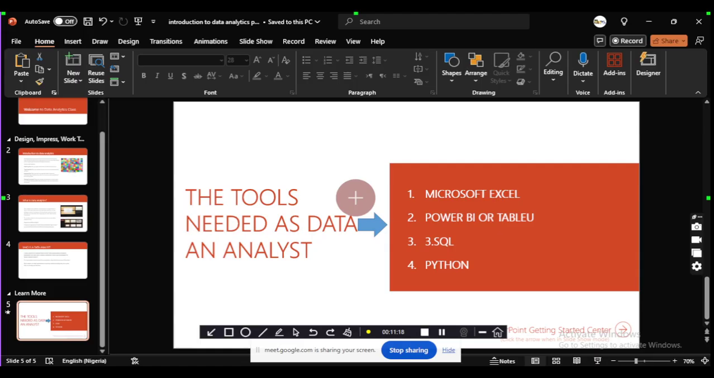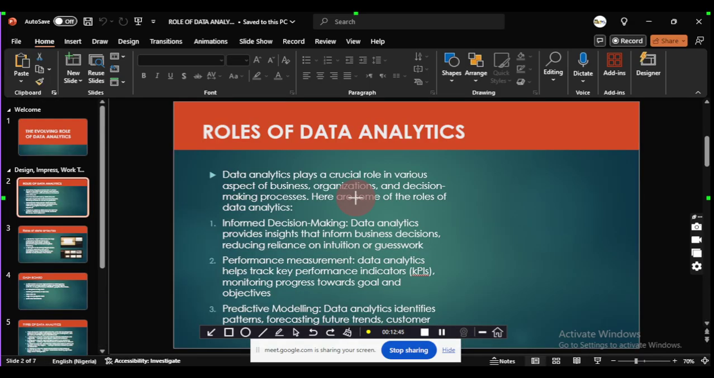With data analytics, any company with a data analyst, any decision they make should be based on insight they get from their data, not guesswork. They have already worked on it, maybe shown it in a dashboard or so. So they make decisions based on the conclusion the analyst got from the data. Next one is performance measurement. Data analysis helps track key performance indicators, monitoring progress towards goals and objectives.